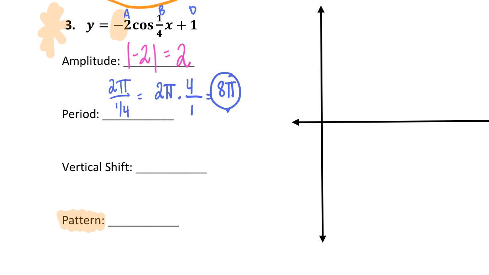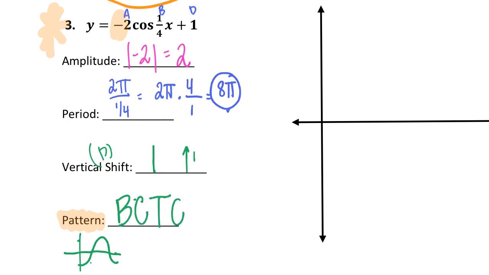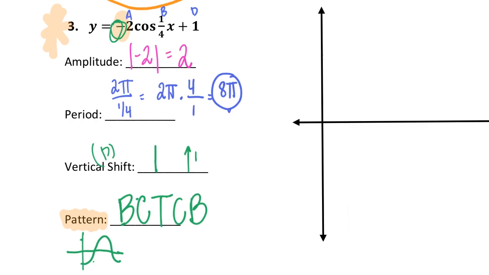The vertical shift, you find that by looking at D, and it is +1. So that means we're going up 1 for our new center line. And now the pattern. Normally, a cosine curve starts at the top, but because of that negative sign, it is reflected over the x-axis. So we're actually going to start at the bottom, then go to the center, then the top, then the center, and then back to the bottom. So it flips it on its head. That is all because of that negative out in front.